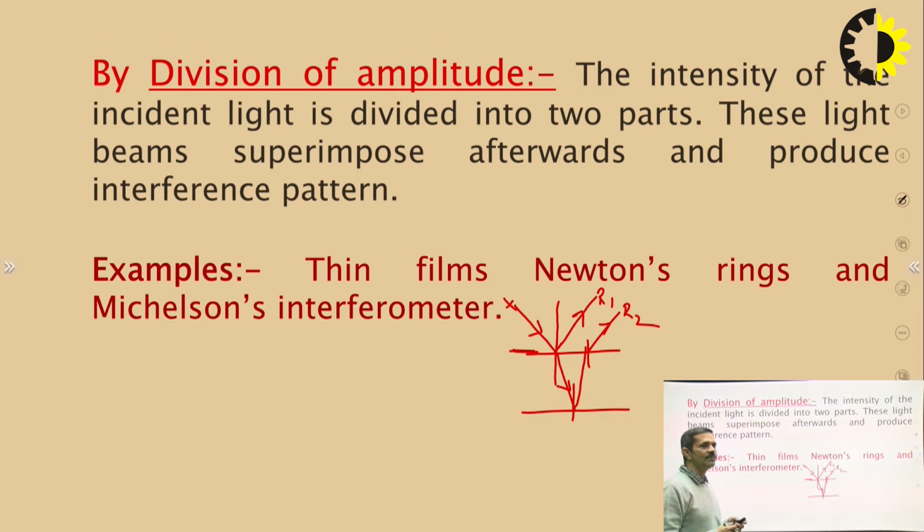So through these two ways we can achieve coherent light sources: by the division of wavefront method and by the division of amplitude method.